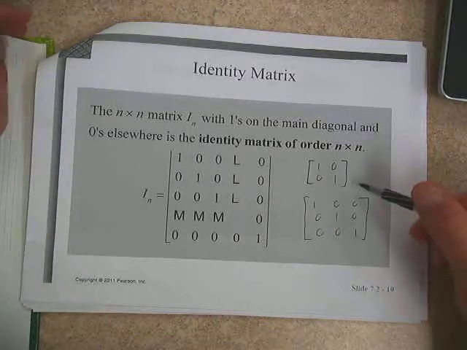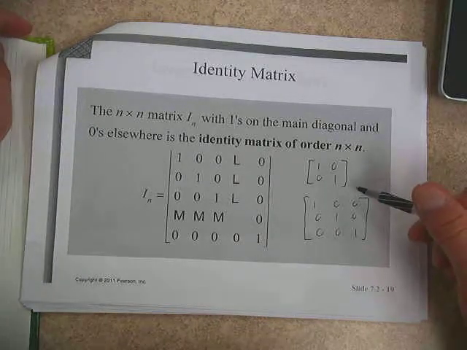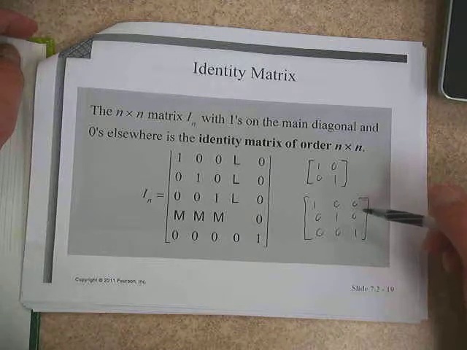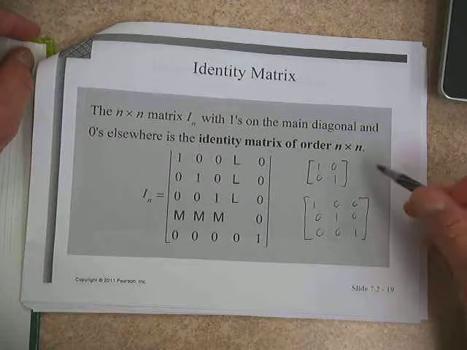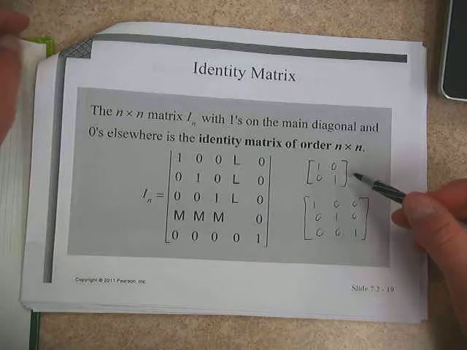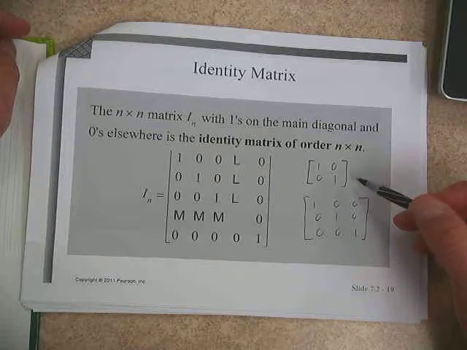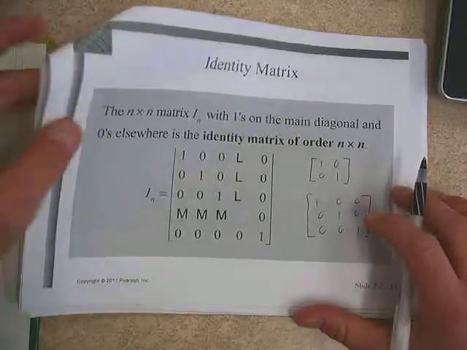And they're called the identity matrix because when we multiply these matrices by any other 2 by 2 or 3 by 3, we get the same thing back. So if I were to take any 2 by 2 matrix and multiply it by this matrix, I would get the same thing back, and hence the identity matrix.